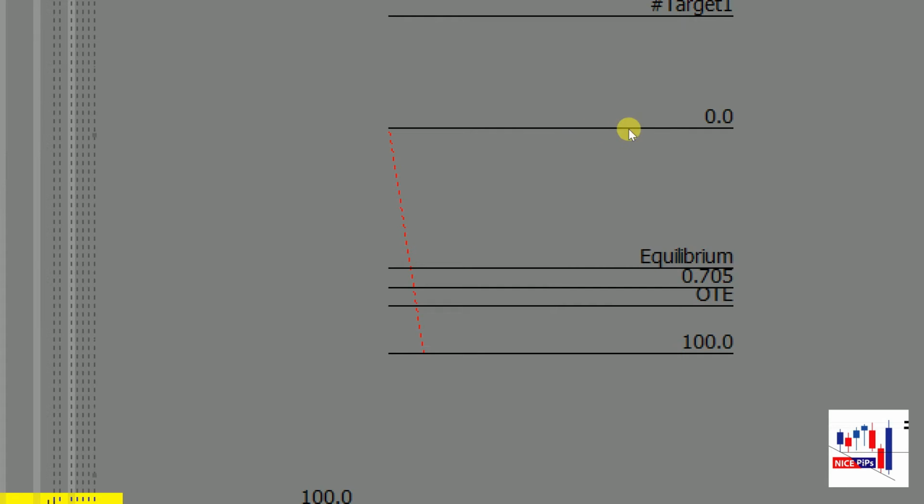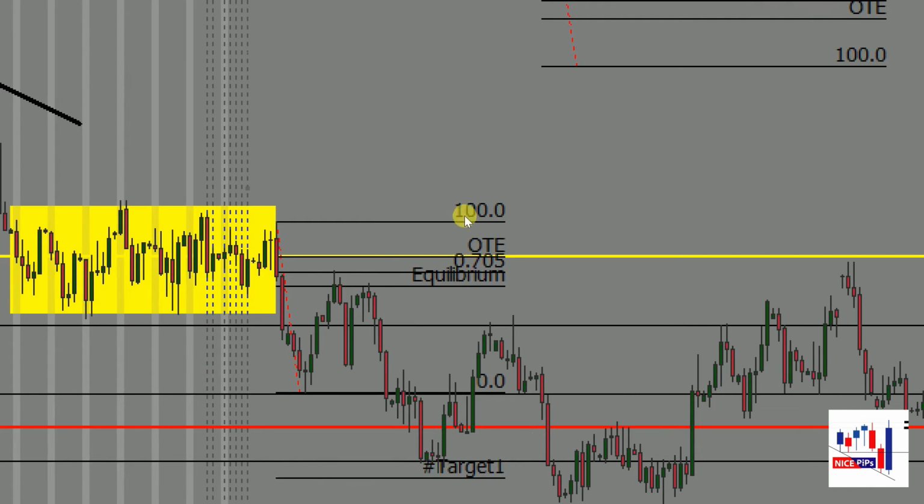So our buys, we take our buys anywhere below the equilibrium. Then we have our stop loss below the swing low. This is for buy. For sells, it's the same thing. We take our sells anywhere above the equilibrium, then we have our stops some 5 or 7 pips above the swing high. So now here I have my swing high, I have my swing low, right? Then retracement, it retraced to equilibrium.